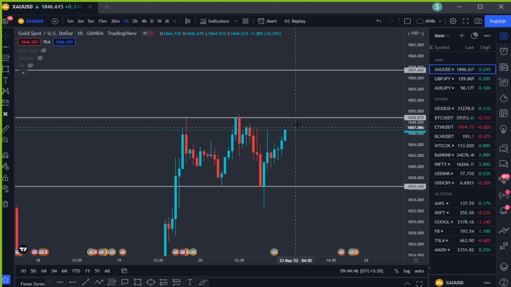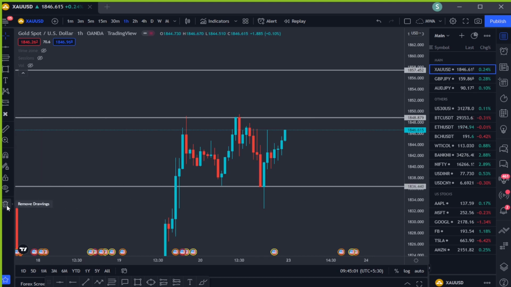The same setup: we will wait for the candle to break and close above this level, and then wait for the next candle to make a bottom wick. Once the candle flips or breaks the previous candle high, we are going to take our entry. So that is how we are going to do it.